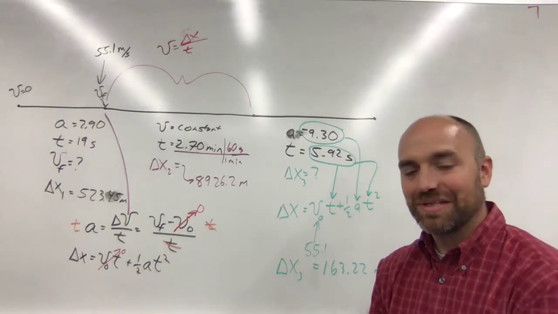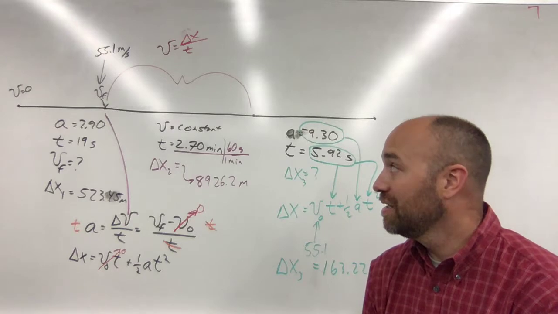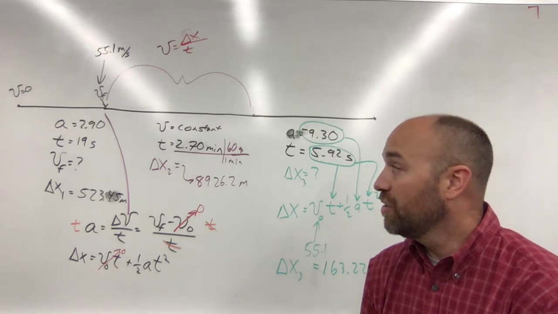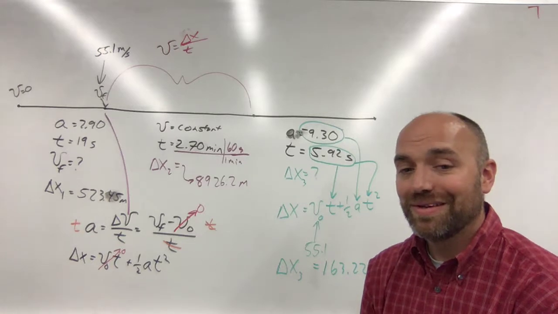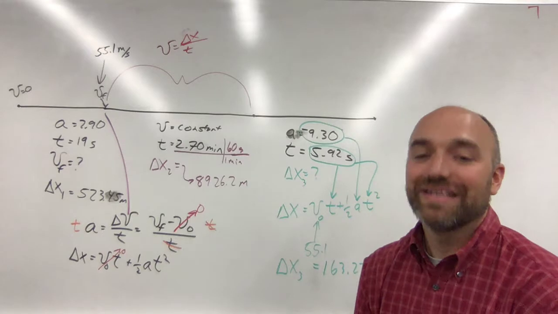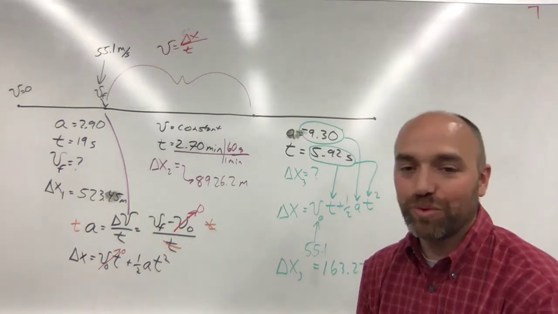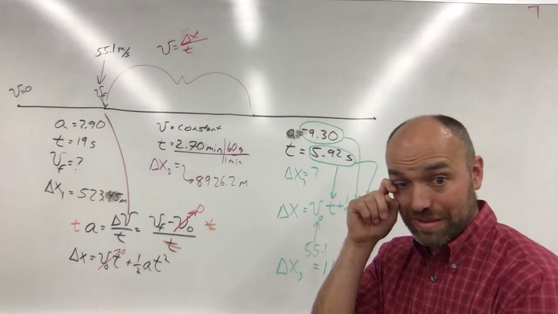For leg one, it's 55.1 divided by the 19. No. Okay. I see it now. Scratch that. 523.45 divided by 19, right? Yes. Okay. 523.45 divided by 19. Yeah.